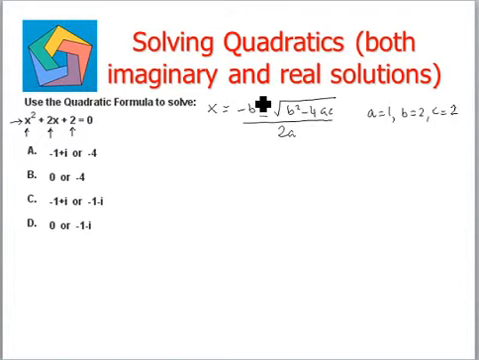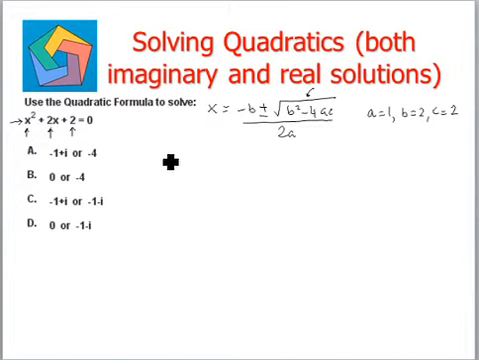Now it says with both imaginary and real solutions. When the quantity, that is b squared minus 4ac, is negative, then we have an imaginary solution. If it is positive or greater than 0, then it has real solutions. So now we'll find out the value of x with the help of the quadratic formula. So we'll plug in our values.